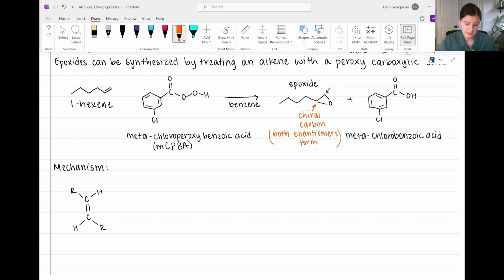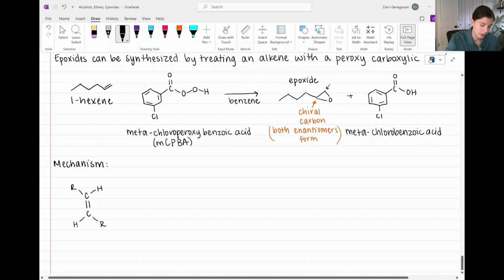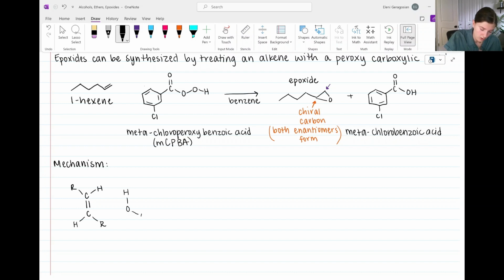So now let's look at this mechanism and we'll see how that occurs. So I've drawn out that alkene. Now I'm going to draw that peroxycarboxylic acid. I'm going to start with the hydrogen at the end of the peroxycarboxylic acid with the 2 oxygens, and I'm drawing it in this way just to orient it in a way that's helpful to draw out the mechanism.